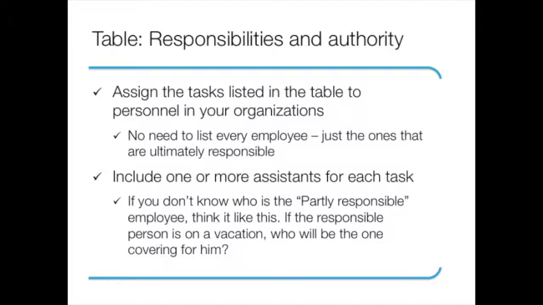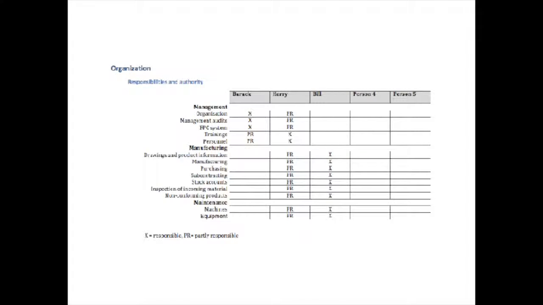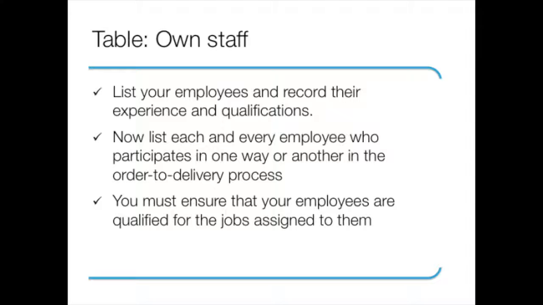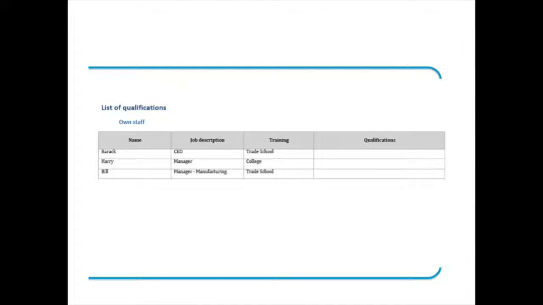If you don't know who the responsible employee's assistant should be, think of it like this. If the responsible person is on vacation, who will be the one covering for them? You can basically do this any way you choose, and after you're done, it should look something like this. The second table, Own Staff, is used to list your employees and record their experience and qualifications. Now list each and every employee who participates in one way or another in the order to delivery process. This includes design engineers, buyers, managers, human resource department, etc. Technically, just list everyone here. The listing should look something like this.